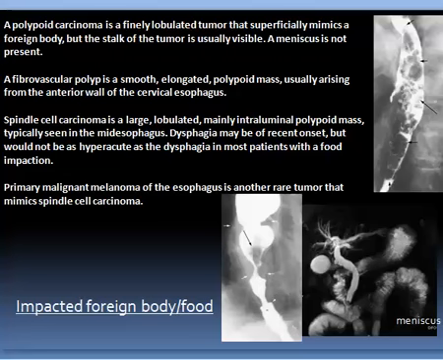Primary malignant melanoma is another rare tumor but mimics spindle cell carcinoma. This here is an example of an impacted foreign body or food over a carcinoma with developing phrenic ampulla.